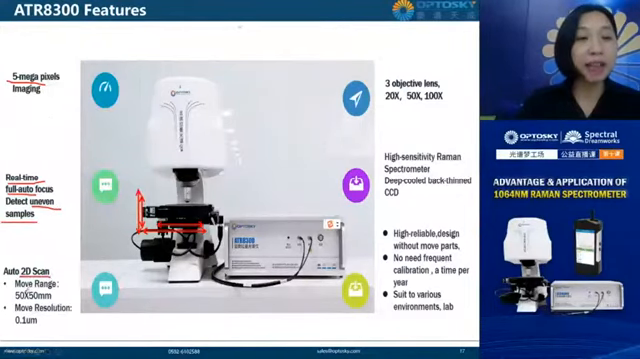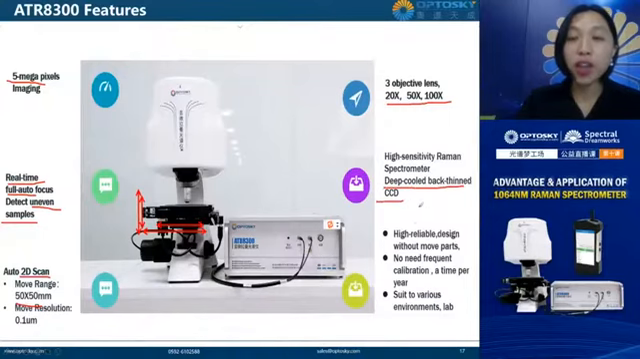And using the 2D scan, it can move in a range from 50 to 50 nanometers, and also we have three objective lenses: 20, 50, and 100. And we use the TE-cooled CCD, so it is a very good spectrometer. And this instrument has no moving parts, so it's highly reliable and doesn't need frequent calibration. It can save time and improve efficiency. It just takes a year to make a calibration, and it can suit various environments.